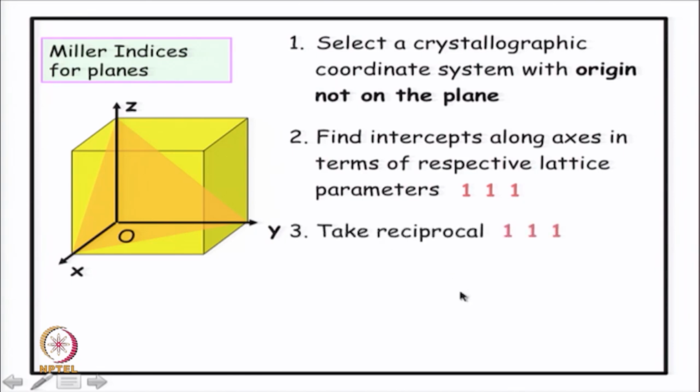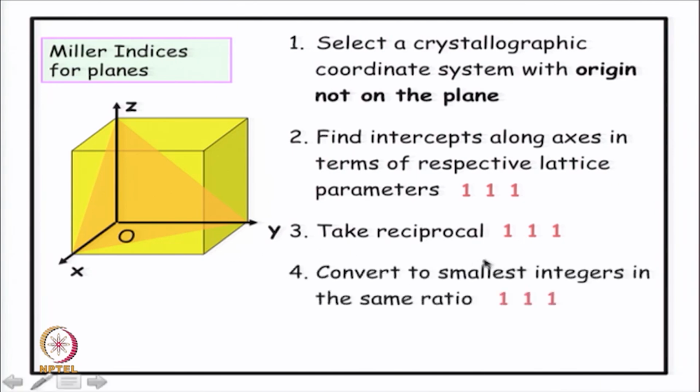Then we have 2 more steps. For completeness, we write it here, although we do not need it immediately, and it is an important step: the intercepts are then reversed, or you have to take the reciprocals of the intercepts. So, intercepts directly are not taken as Miller indices, but the reciprocal of the intercepts are taken as Miller indices. In this case, of course, it is trivial because we have started with a simple plane, all of whose intercepts are 1 1 1. So, taking the reciprocal, it still gives me 1 1 1.